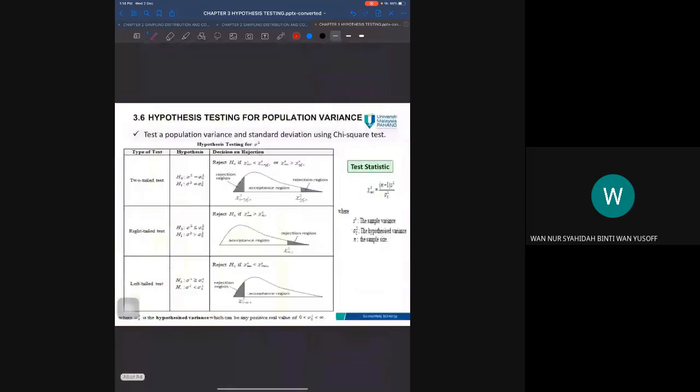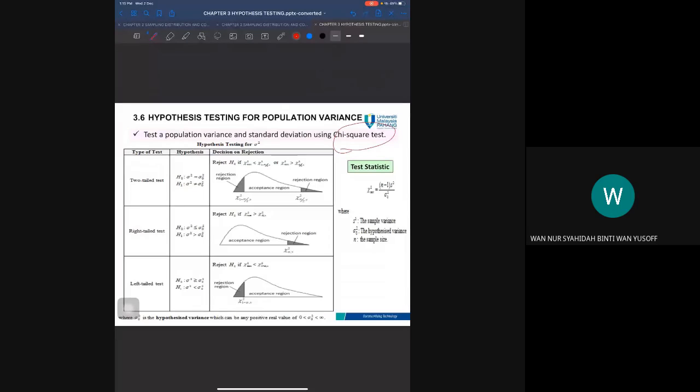Next, 3.6, hypothesis testing for population variance. So single population variance or standard deviation, by using the chi-square test. Because it is variance or standard deviation, the parameter must be sigma. If your condition is about standard deviation, you can write it as sigma, or you can convert into variance, which is sigma squared. It's up to you. Both will be accepted.